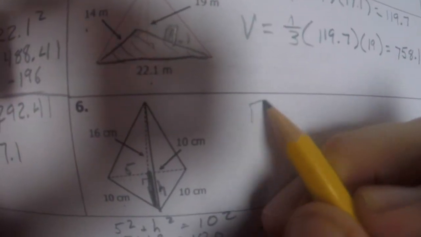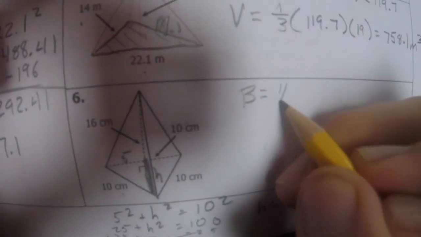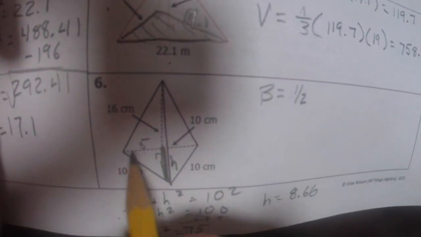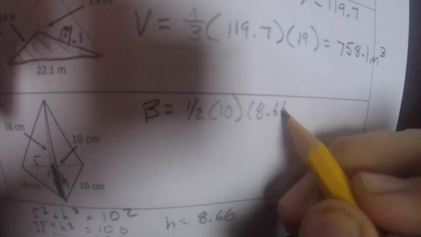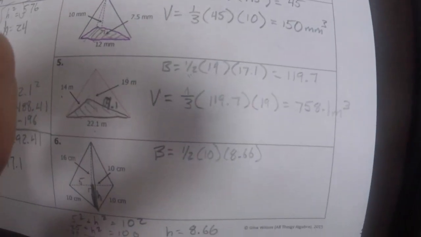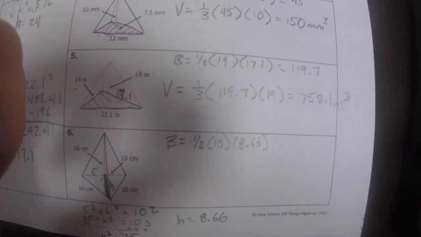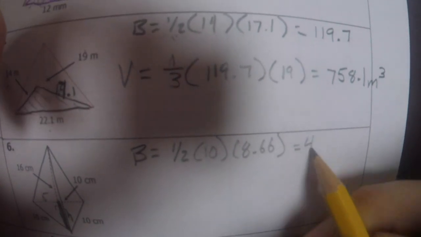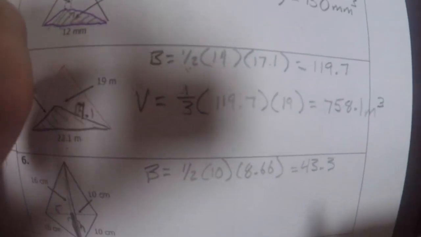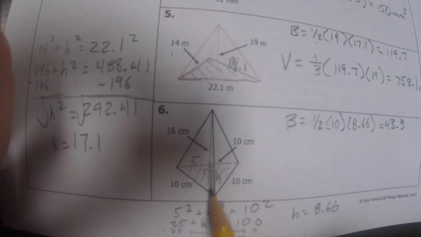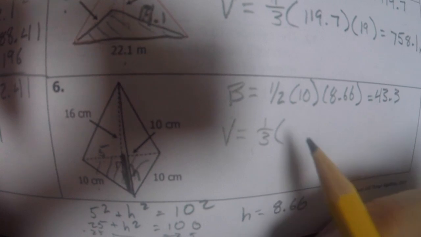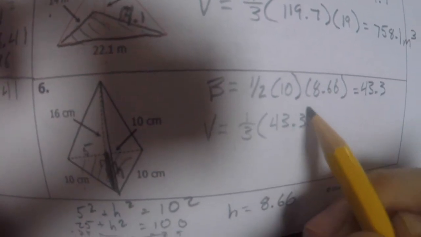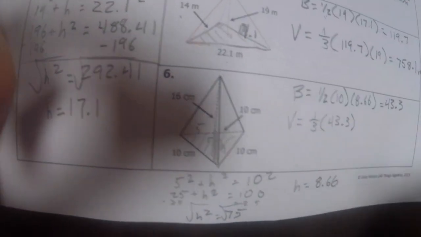Now, in order to find the area of that triangle, I would do 1/2 times the base, which is 10, times the height, which is 8.66, and I get 0.5 times 10 times 8.66, and I get 43.3. So that's the area of the base. Now I'm going to use that to find the volume. Volume is 1/3 times the area of the base times the height of the pyramid, which they're telling me is 16.